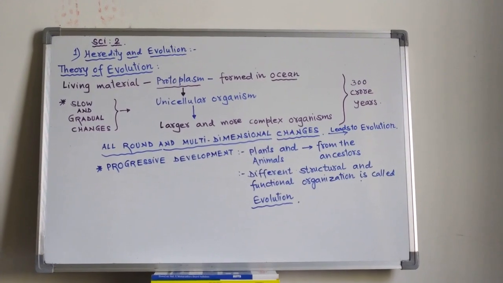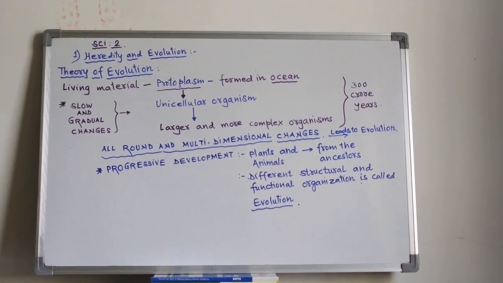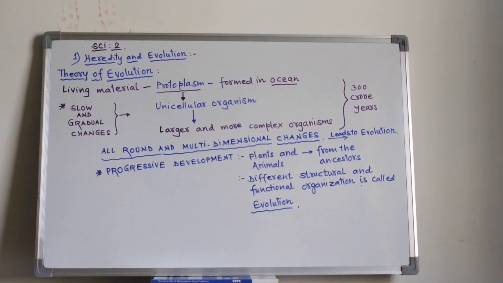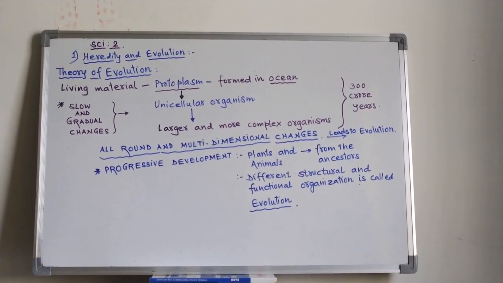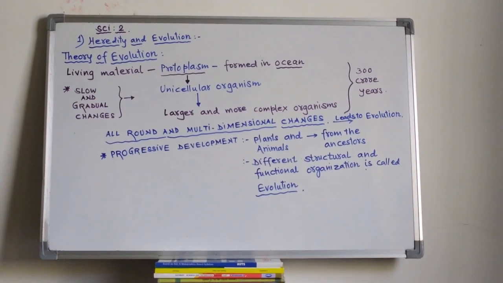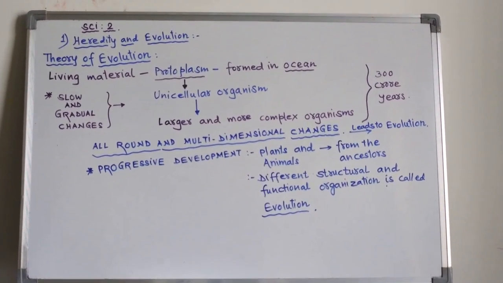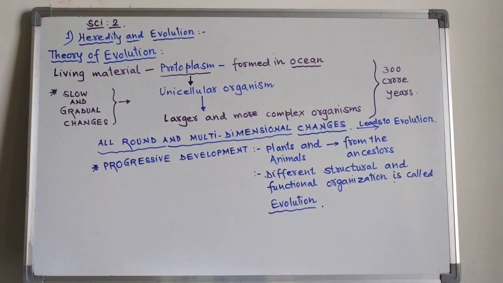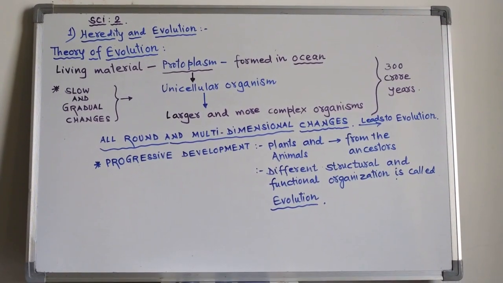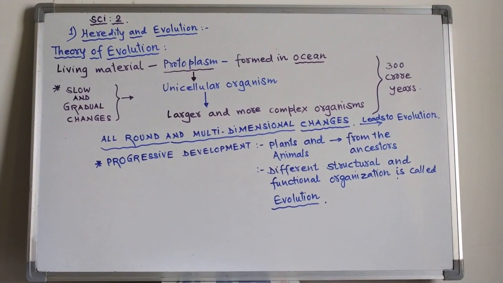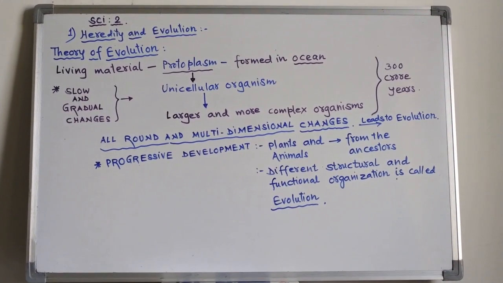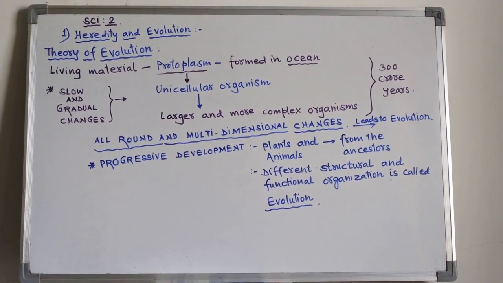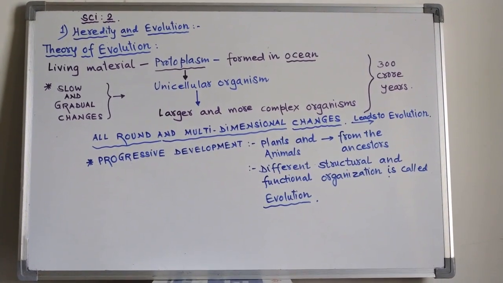So here we are with the theory of evolution. According to this theory of evolution, first the living material, also called protoplasm, was formed in the ocean. In due course of time, unicellular organisms were formed from protoplasm. Gradually, changes occurred in the unicellular organisms from which larger and even more complex organisms were formed. All the changes were slow and gradual.